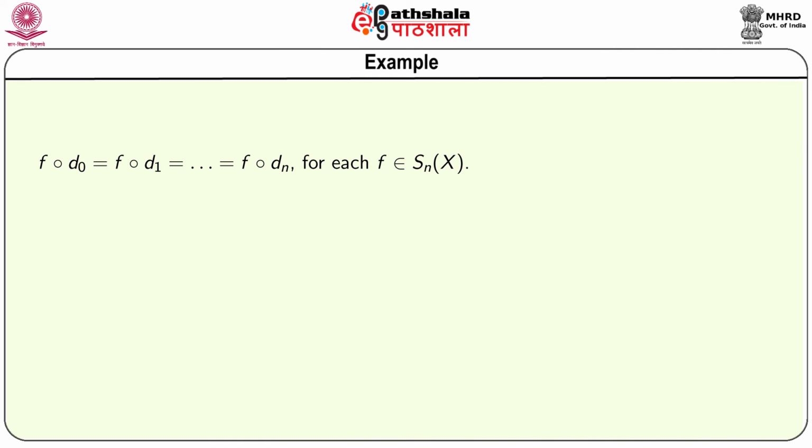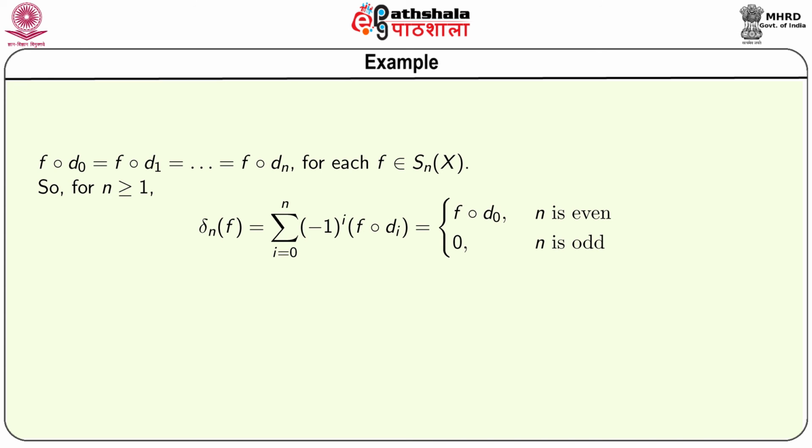Now, we see that f composed with d_0 is equal to f composed with d_1, etc., up to f composed with d_n, for each f belonging to S_n(X). So, for any n greater than or equal to 1, delta_n f is equal to the summation over i equal to 0 to n of (-1)^i f composed with d_i, and that is equal to f composed with d_0 when n is even and 0 when n is odd.